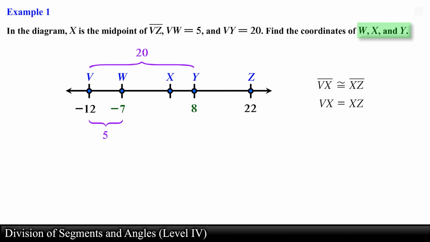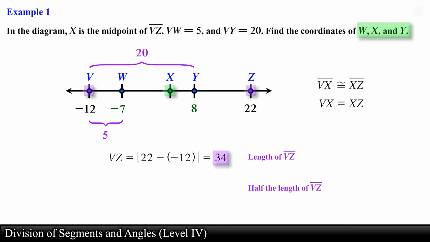Lastly, the coordinate of point X can be determined by finding the length of segment VZ and taking half this length. To find the length of segment VZ, we can compute the absolute difference of the segment's endpoint coordinates. Doing that, we obtain 34. We now take half this length, which is equal to 17, and use it to find the coordinates of point X by moving either 17 units to the right of point V or 17 units to the left of point Z. Doing that, we obtain 5 for the coordinates of point X, and this is our final answer.